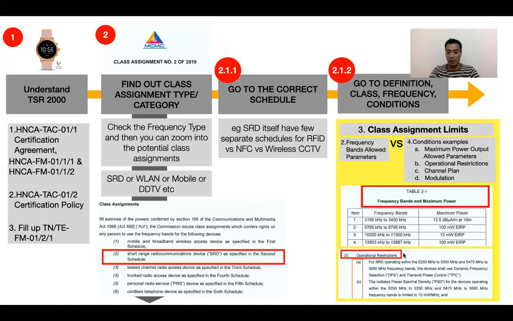Okay, at the same time, if you look at the operational restrictions here, for example, 2A, SRD operates within what megahertz, and what is the requirement. They must use, for example, harmonic frequency and transmit power control, TPC. All right, so please check the products. If you do not know, you have to refer back to your manufacturer or principal to get this information, especially on the technical parameters.